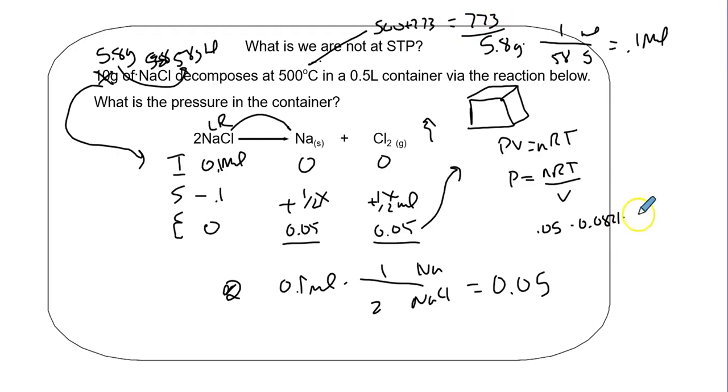That's pretty high. 773 divided by volume of 0.5 liters. Plug it in your calculator. Let's see what our pressure is. It's going to be in atmospheres. 0.05, not that much gas, times 0.0821 times 773 divided by 0.5 equals 6.3 atmospheres. Yeah, that's pretty good. 6.3 atmospheres. Not undoable. The container can hold that, depending on the container.